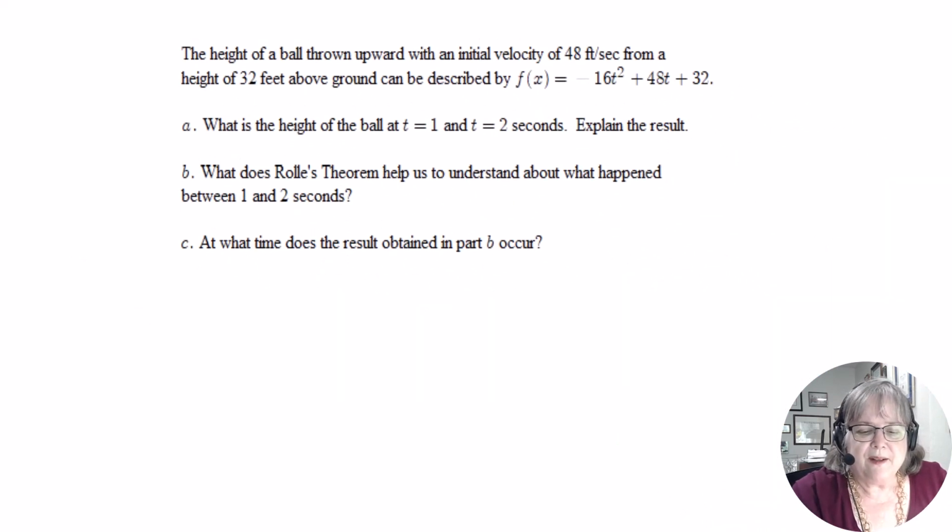All right. It says the height of a ball thrown upward with an initial velocity of 48 feet per second from a height of 32 feet above the ground can be described by f of t equals negative 16t squared plus 48t plus 32. And it's not a coincidence that this 32 is the height above ground and this is the initial velocity. If you've had physics yet, then you've seen this formula.